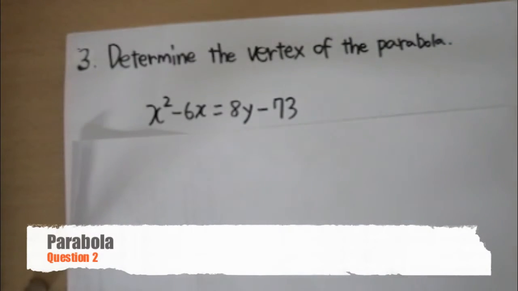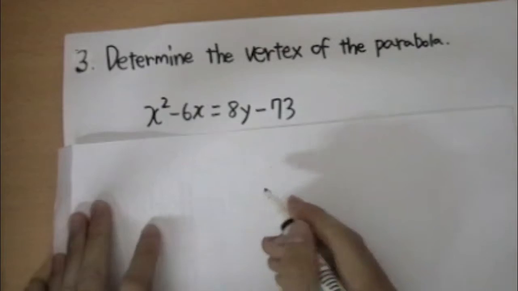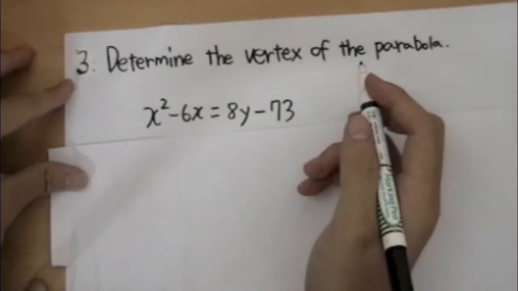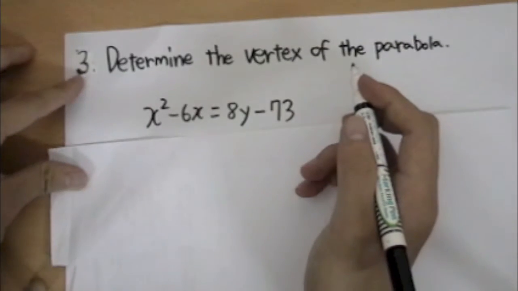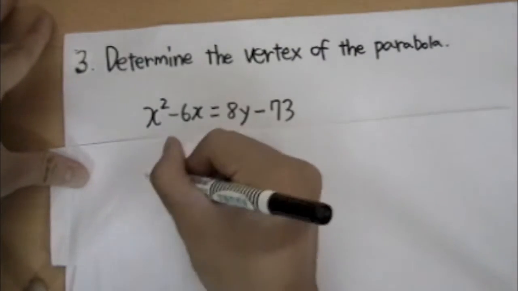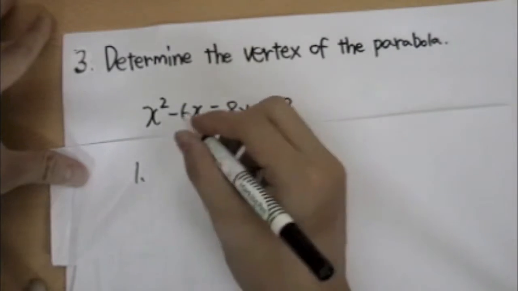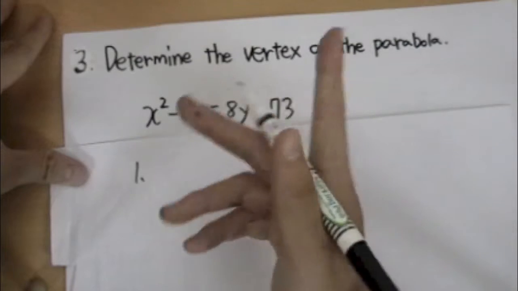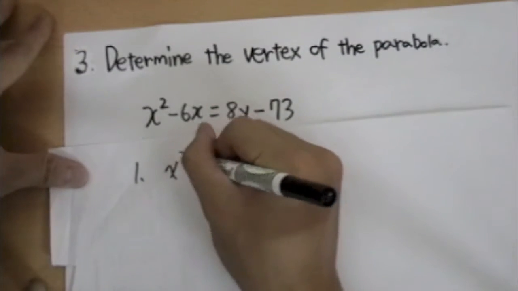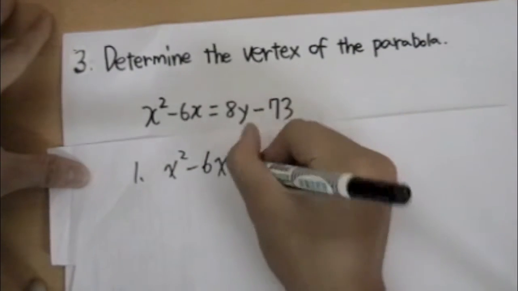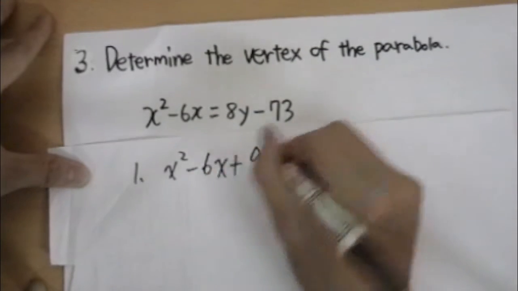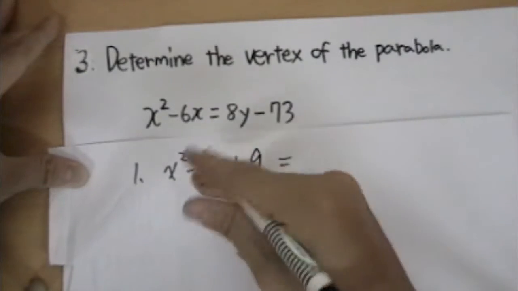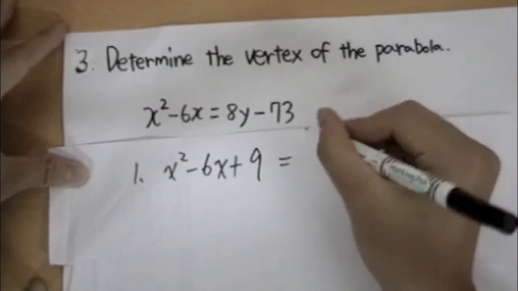Number 3. Determine the vertex of the parabola. Okay, so the question is x squared minus 6x equals 8y minus 73. So the first step, as we know, it's obvious that this question is a shifted parabola. We first add 9 on the left side to complete the square later on. And if we add 9 on the left side, we must add 9 on the right side as well.